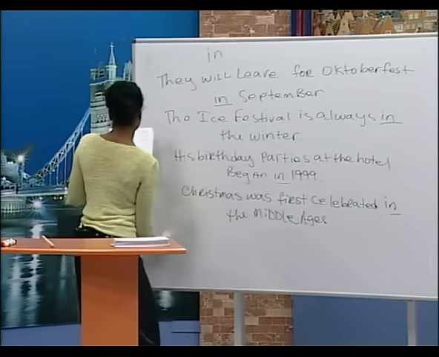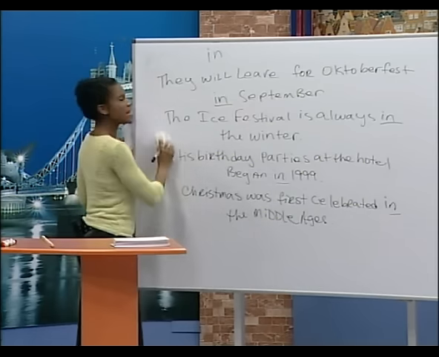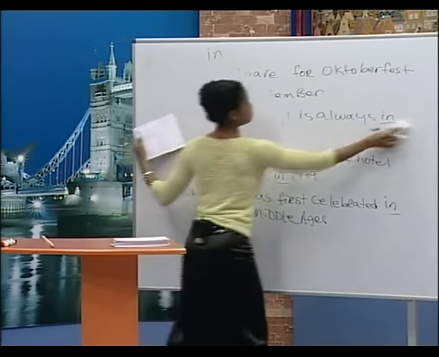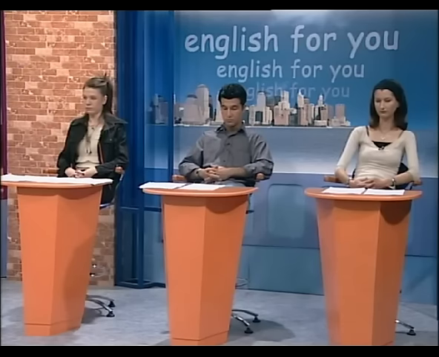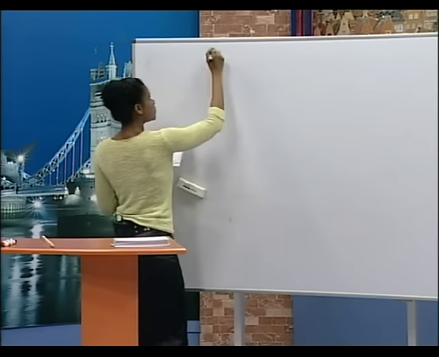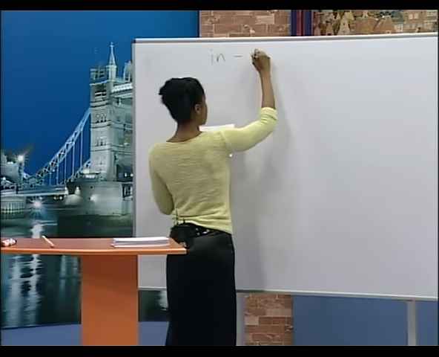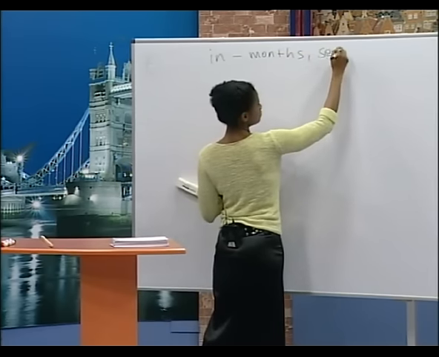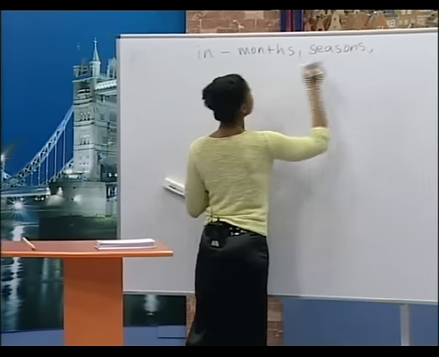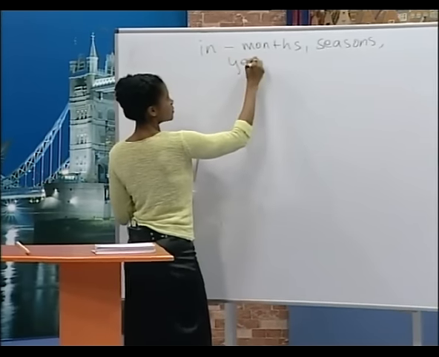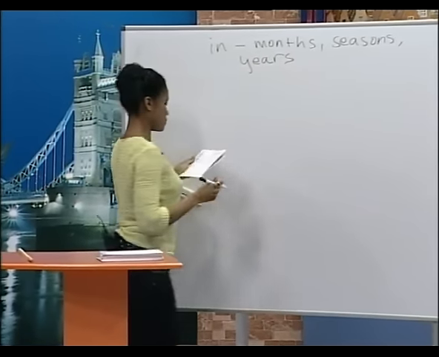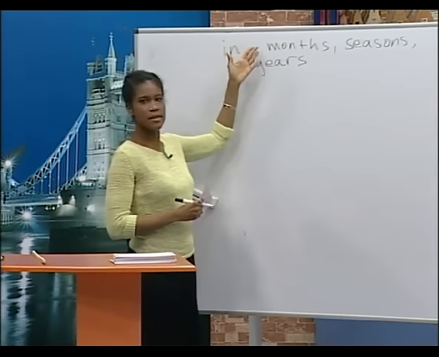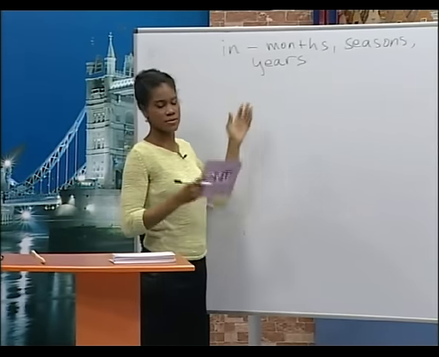Okay, so we use the preposition in for longer periods of time. For example, we use in for months, seasons, and years. So we use the preposition in for months, seasons, and years.